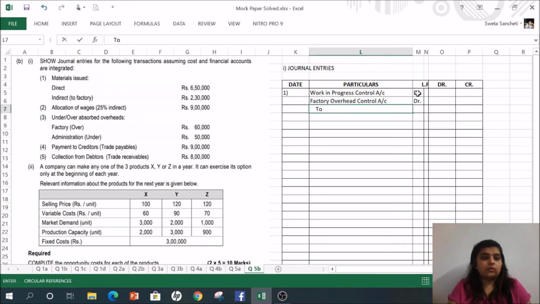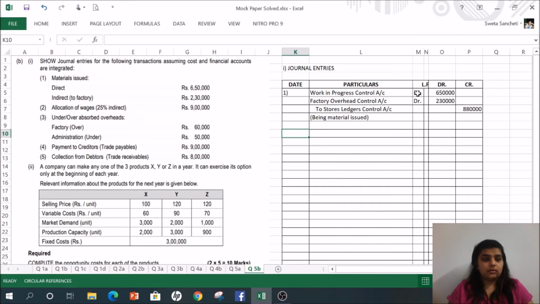to. Now, material has been issued. From where is it issued? From stores. Stores ledger control account. And our entry would be 6,50,000, 2,30,000, and the total would be 6,50,000 plus 2,30,000. Narration being material issued.